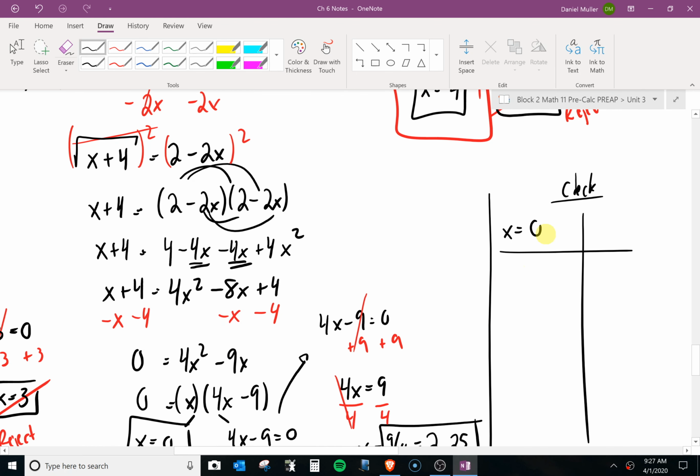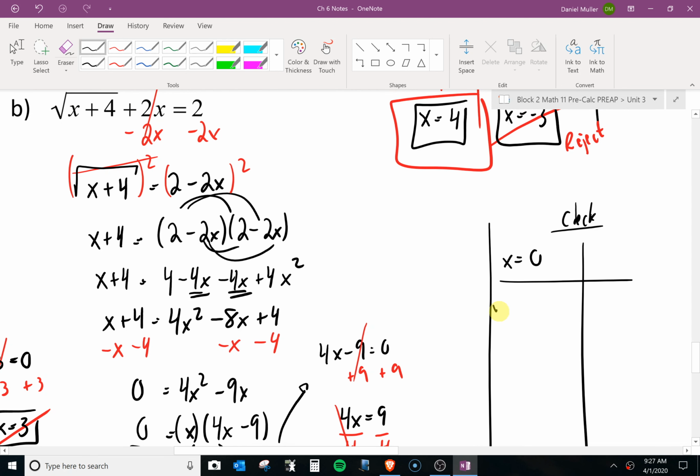So the square root of x plus 4, in this case 0 plus 4, plus 2 times x, or 2 times 0, equals 2. So 0 plus 4 is 4, so the square root of 4, and 2 times 0 is 0. The square root of 4 is 2, 2 plus 0 is still 2, and we have the 2 there. So yes, it looks like it matches. And now we have x equals 9 over 4.